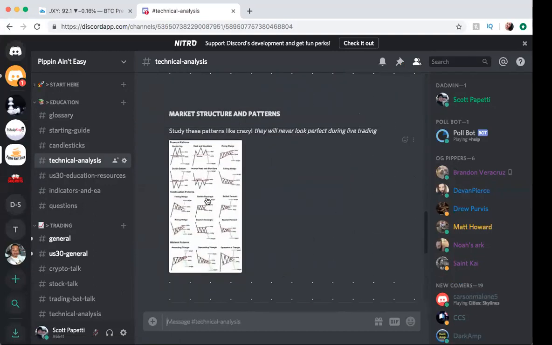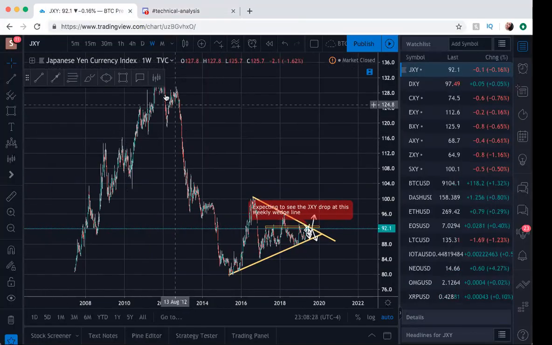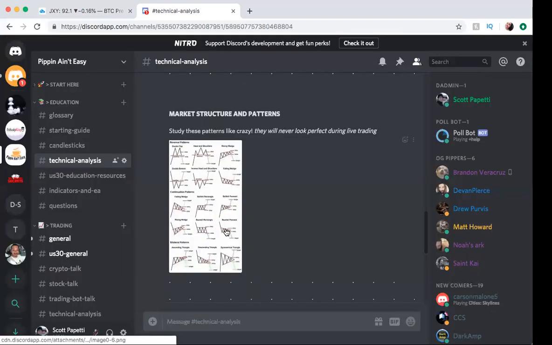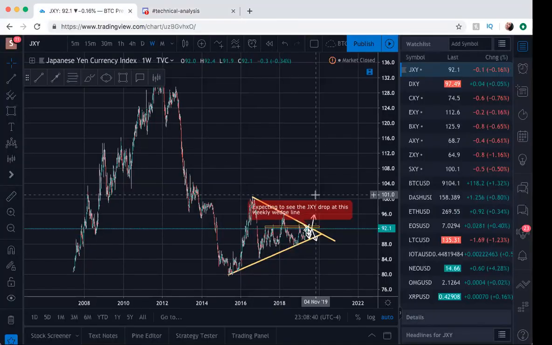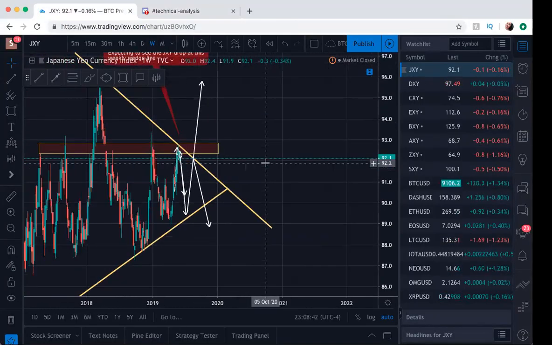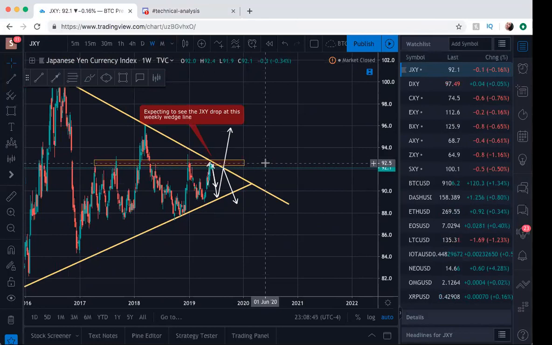And even if this doesn't get respected as a symmetrical triangle, which it is, it stepped into this descendant, made a symmetrical triangle, and now we're potentially looking at a bilateral pattern. So this can go either way. That's why I have it going either way, because we're just squeezing price, and at some point one area is going to break.